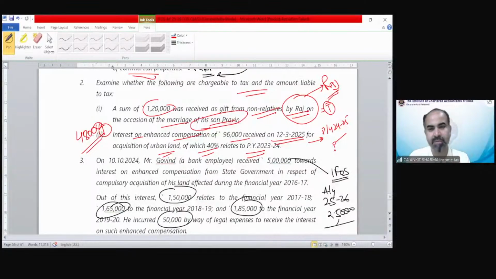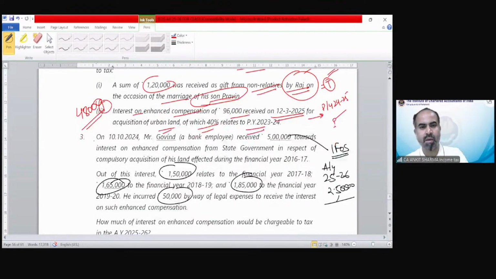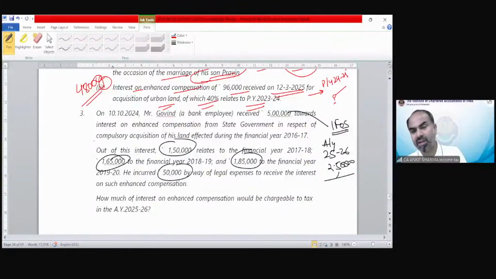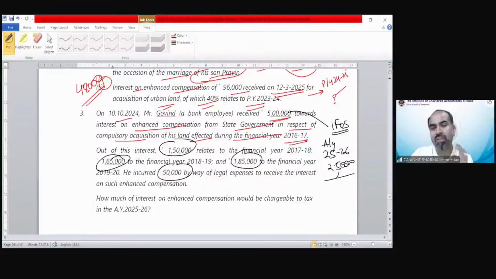Taxable. Clear? Now question number 3 is again regarding the enhanced compensation interest, and it's very, very simple. It says that on 10th October 2024, Mr. Govind, a bank employee, received interest on enhanced compensation from the state government in respect of compulsory acquisition of his land effected during the financial year 16-17. So he received 1,50,000 of interest relating to financial year 17-18.